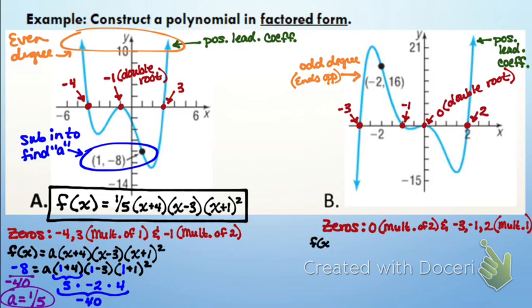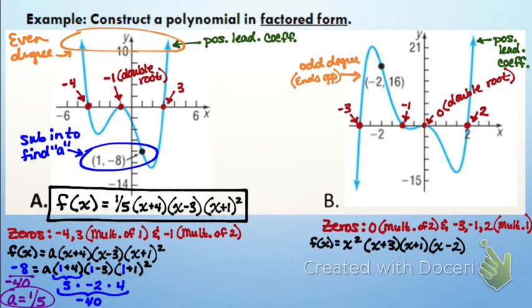So what I've got so far, f of x equals, if I have a root at 0, what is my factor? Just x. Since it has a multiplicity of 2, it's going to be an x squared. And then I have x plus 3, x plus 1, and x minus 2. What degree are we at right now? Degree 5. It's an odd degree, so I've probably got all of my factors covered here.